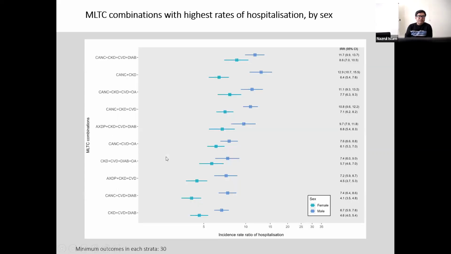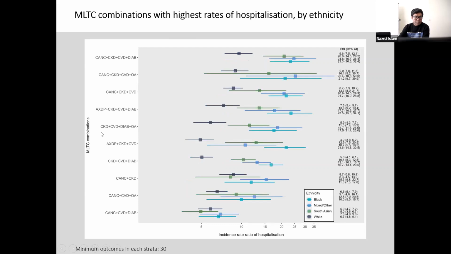We wanted to see if these rate ratios differed between sexes, female and male. You can see for many conditions, males did have higher incidence rate ratios, but not for all of them, because sometimes the confidence intervals were slightly overlapping, particularly for CKD, CVD, diabetes, and osteoarthritis. And for these analyses, each stratum had to have at least 30 outcomes to be eligible for analysis.